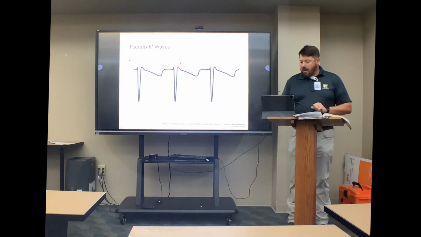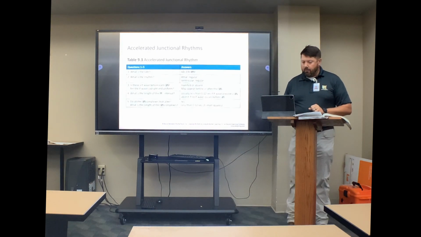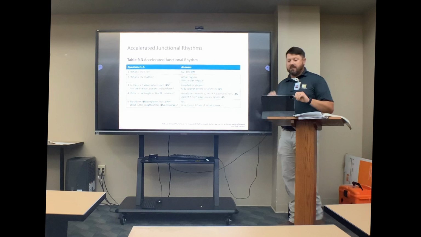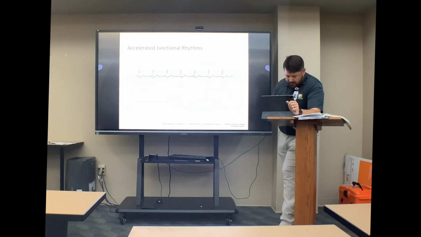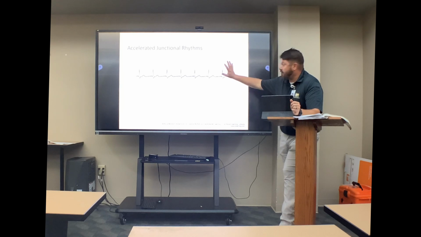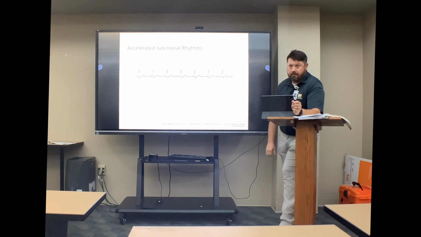We've already talked about our rules. They follow the rules except the rate for accelerated junctional is going to be 60 to 100. Here's an accelerated junctional: 1, 2, 3, 4, 5, 6, 7. The rate's 70. So it's not a junctional escape, it's an accelerated junctional. That's the only difference when interpreting here. If we had a rate of 50, then this would be a junctional escape. But because it's got a rate greater than 60, it is an accelerated junctional.